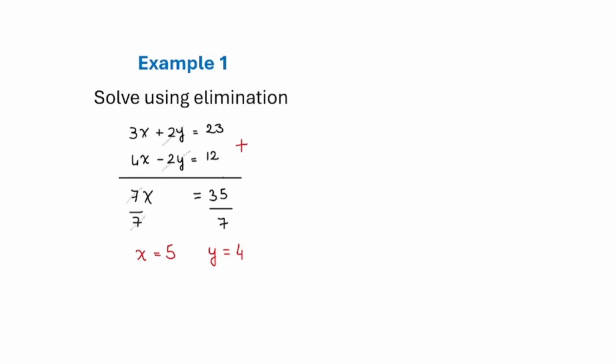At this point, we check the answer. Remember, solving simultaneous equations means finding values of x and y that satisfy both equations at the same time. So now we substitute x equals 5 and y equals 4 into both equations and check that the equalities are true. First equation, 3 times 5 plus 2 times 4 is equal to 23. 3 times 5 is 15. 2 times 4 is 8. 15 plus 8 is 23, so the first equation is satisfied.